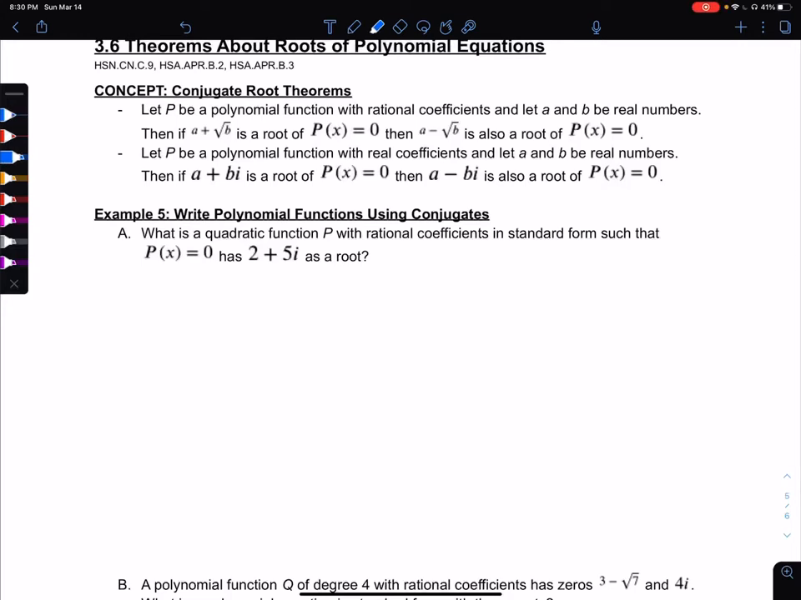In this video, we're going to look to write polynomial functions using conjugates. And to do that, we're going to use the concept of conjugate root theorems. So let's look at these two bullet points.